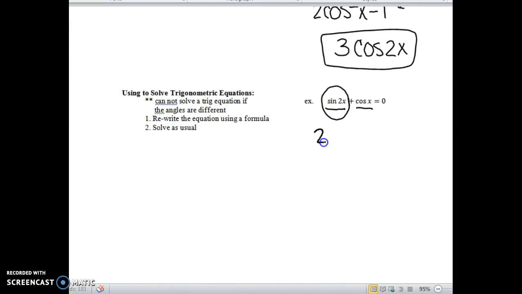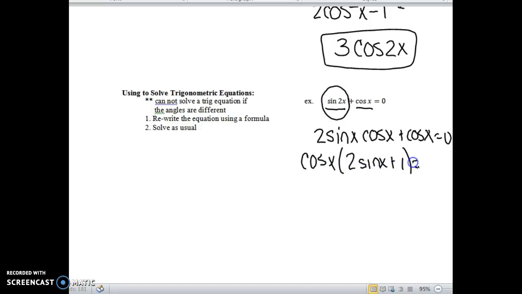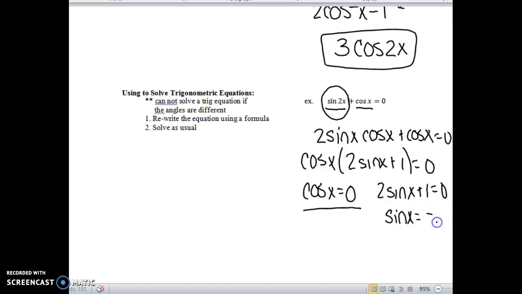So this becomes 2 sine x cosine x plus cosine x equals 0. Notice now all the angles are x. That makes me able to solve it. So I can solve as usual. I would factor out a cosine x: cosine x times 2 sine x plus 1 equals 0. Then I'm going to set each factor equal to 0, and then I'm going to solve. This one's already solved. For the other, I'm going to solve 2 sine x equals -1, moving the 1 to the other side, and then divide by 2, the coefficient out front.